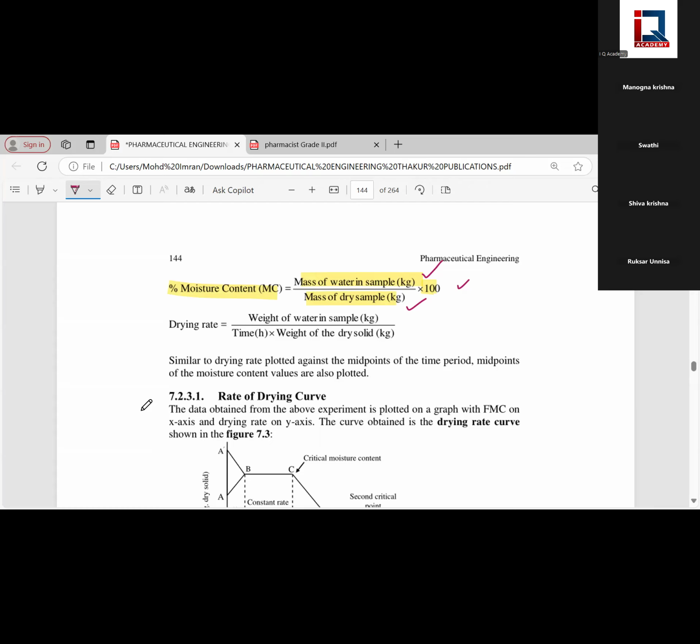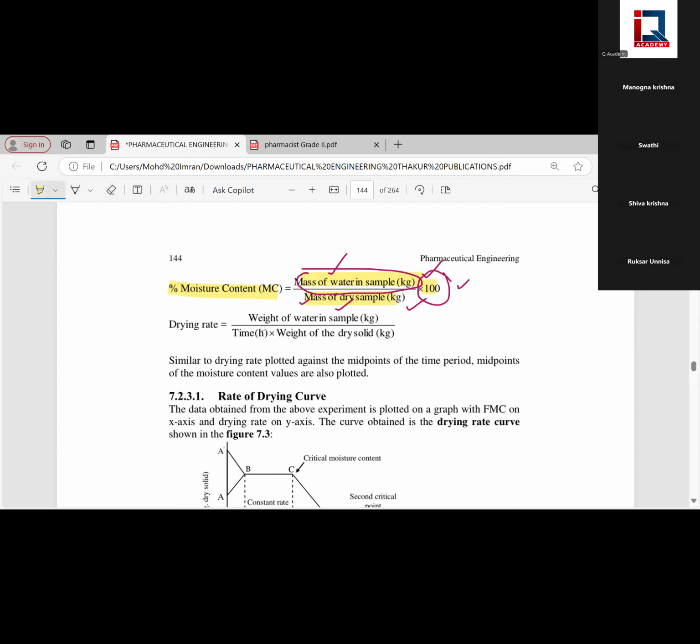Welcome. So I'm saying with an example, if we take 30 grams of calcium carbonate slurry and add 10 grams or 10 ml of water to it, then the mass of water in the sample is 10 ml, by mass of dry sample 30 into 100, which gives me the percentage moisture content. Okay, this is how to calculate percentage moisture content.